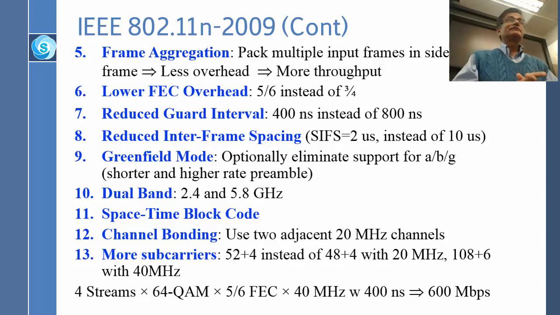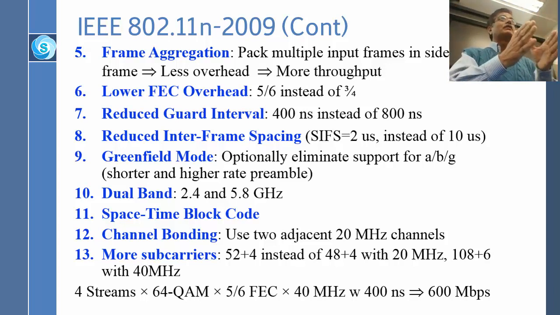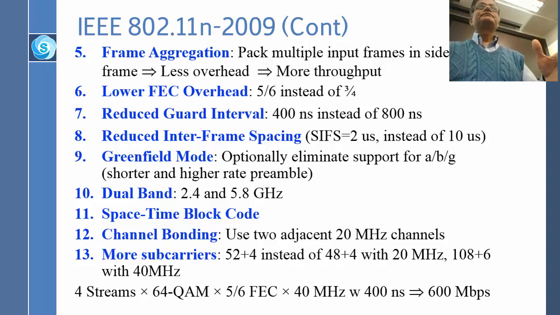Reduced guard interval. We saw the guard in the frequency domain, but there is also guard in the time domain. When we send something, we stop for some time so that the frames don't run into each other. That is called guard interval. So 400 nanoseconds instead of 800 nanoseconds. Reduced interframe spacing, 2 microseconds.